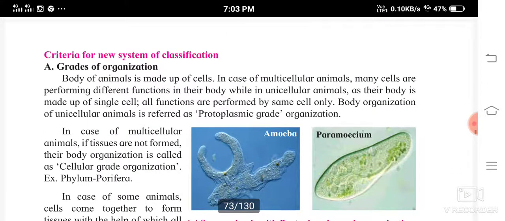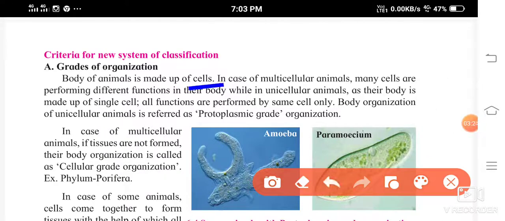Now see, criteria for the new system of classification. The first one is grades of organization. The body of animals is made up of cells. We have already studied this, isn't it? The basic unit of the body of animals is what? It's made up of cells, isn't it?